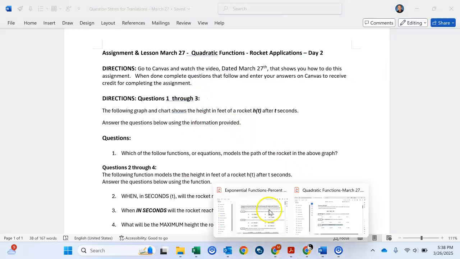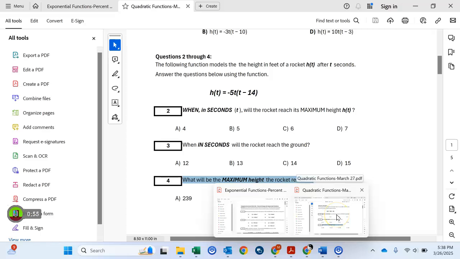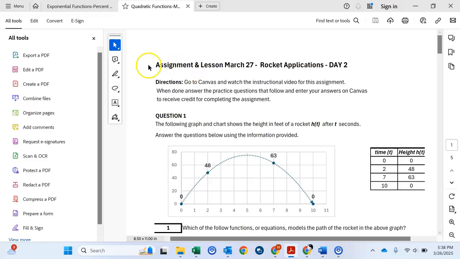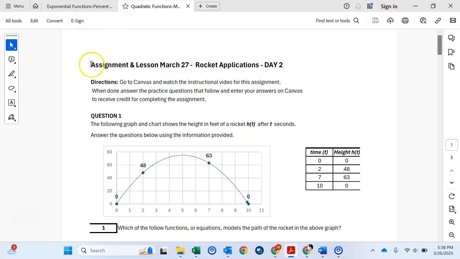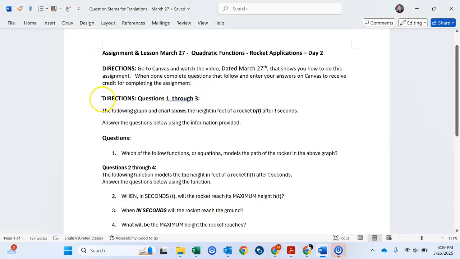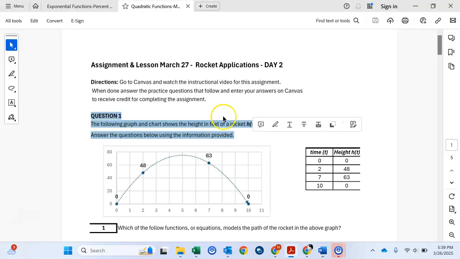But here's the assignment that you should have today. The assignment should be, let's see, this one right here. Yes, okay. Assignment March 27th. So make sure, step number one, read this first right here for question one. That would be this one right here. So go ahead and translate that and read that.